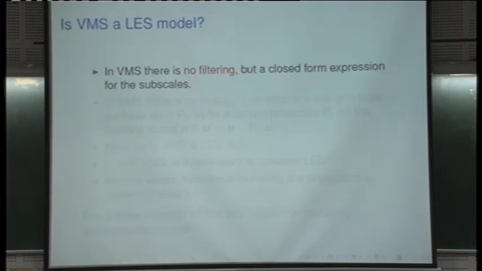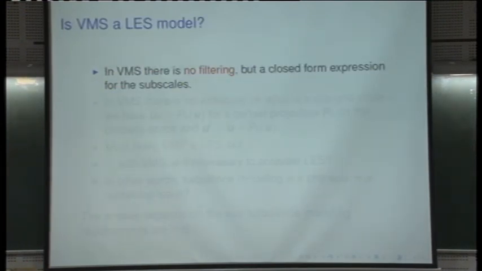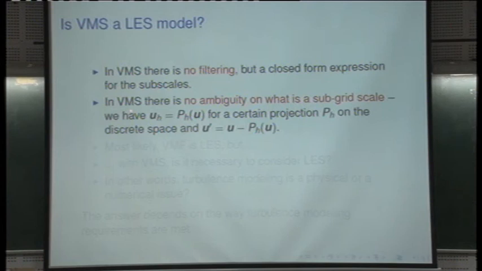That is simple. Now the question is: is variational multiscale, in the sense of that splitting, a large eddy simulation model? Well, in variational multiscale there is no filtering, but there is a closed form expression for the subscales. In variational multiscale there is no ambiguity on what is a subgrid scale. It is clear what a subgrid scale is. We define U_H as a certain projection of the continuous solution, and that's the subgrid scale. It is what is remaining, okay? It is what is remaining.